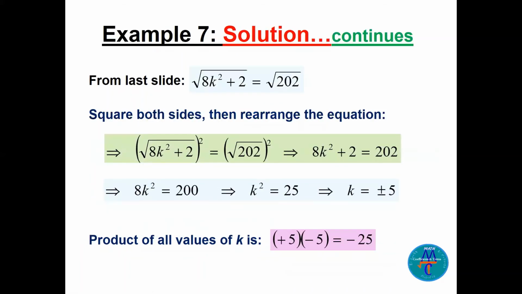So when you square both sides, you get 8k squared plus 2 is equal to 202. Take 2 on the other side, 8k squared is equal to 200. Divide by 8, k squared will be 25. So there are two values for the k, plus or minus 5. When you multiply them, you get minus 25.